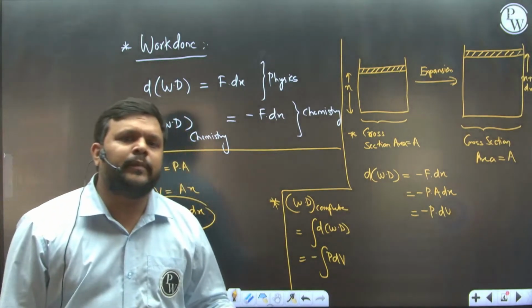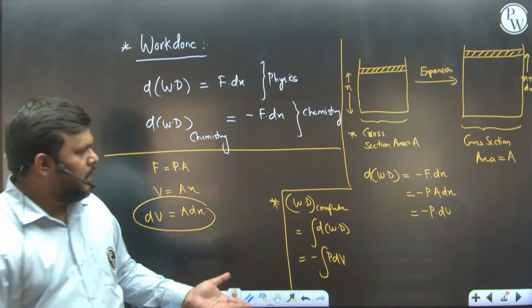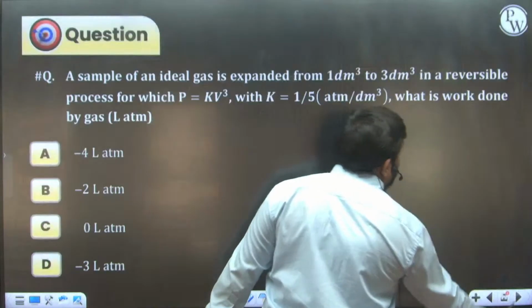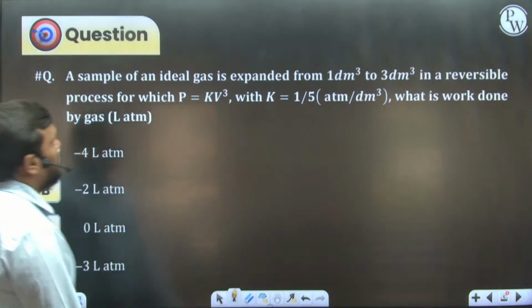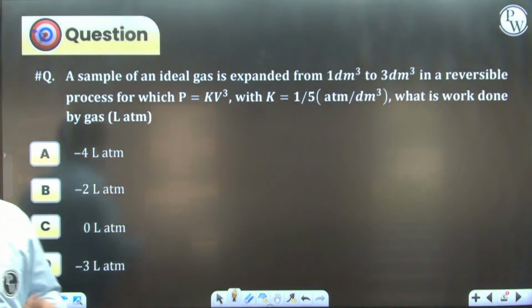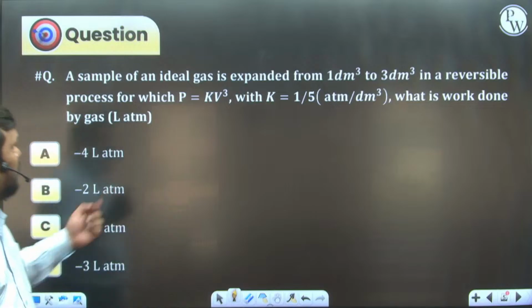For physics, it will be integral P dV. Okay. So let us see which type of question they are asking, where you must be knowing this derivation. So let us see this question.